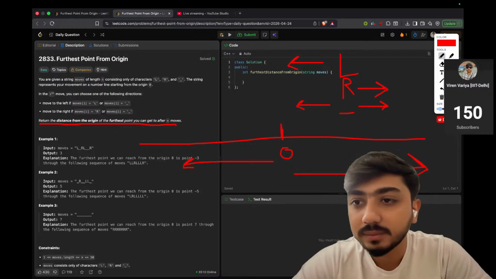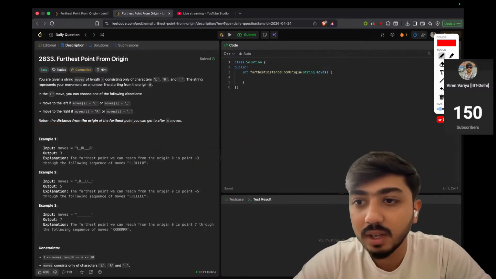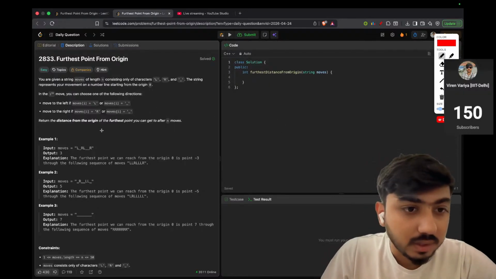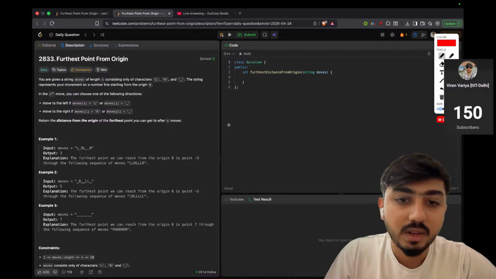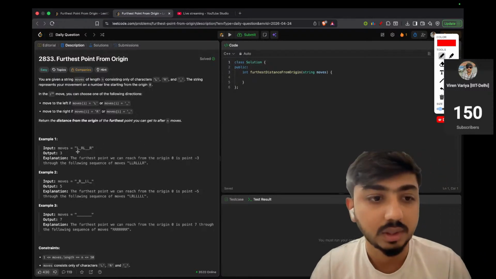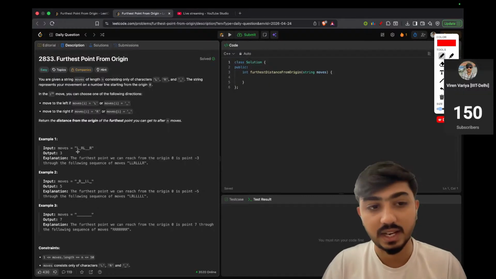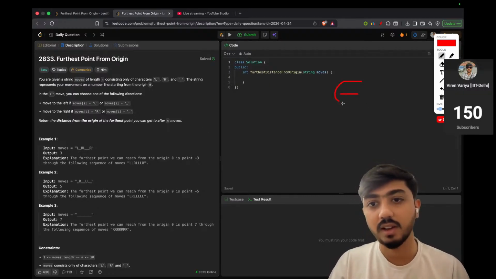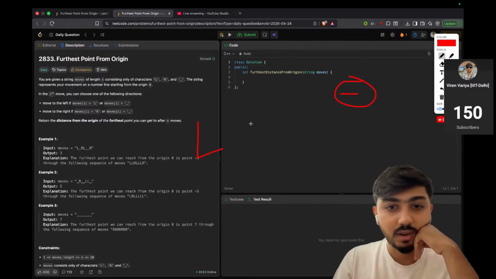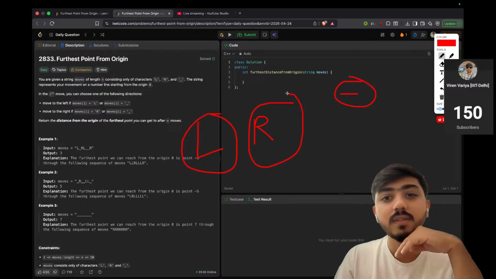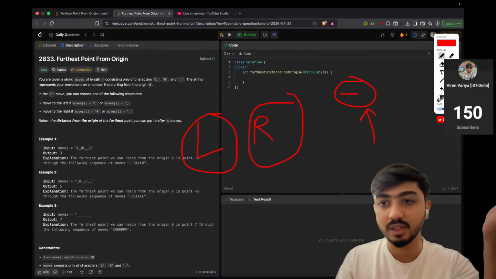So firstly, what we can see from this problem statement is that if you get L or R, you are restricted to follow what the ith index is telling. You have a choice only at the underscore. If you get L or R, you are restricted to follow the operation, but at the underscore, you are free to move in both directions.